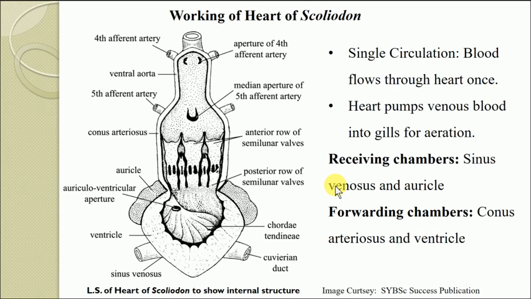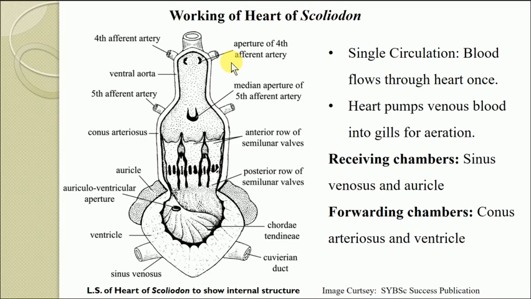The contraction of the heart is called the systole, while the relaxation of the heart is known as the diastole. And the blood flow in the heart occurs in a definite way: once blood comes from the different body parts into the sinus venosus, it always enters into the auricle, then it goes into the ventricle, from the ventricle it enters into the conus arteriosus, and from the conus arteriosus it enters into the ventral aorta, and via the ventral aorta, by the afferent arteries, it goes into the gills for the oxygenation.